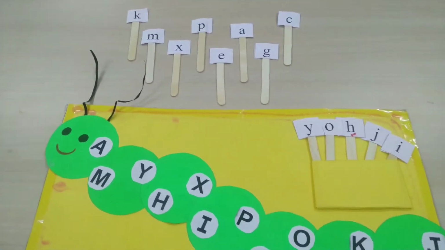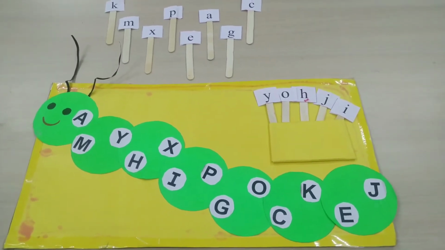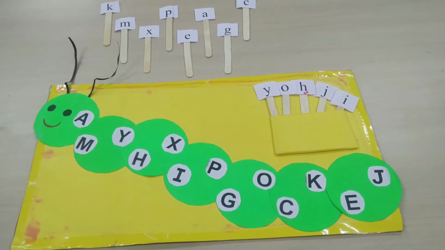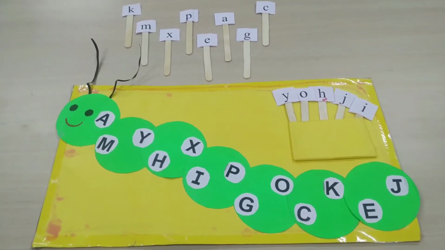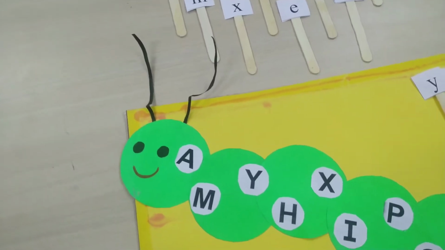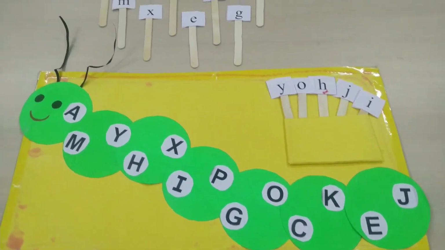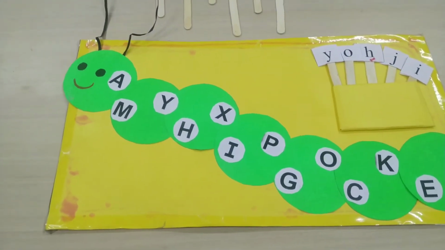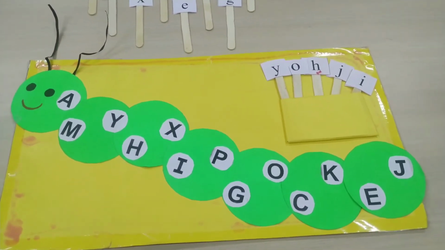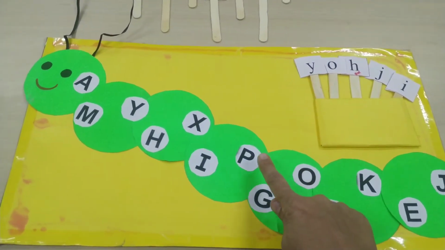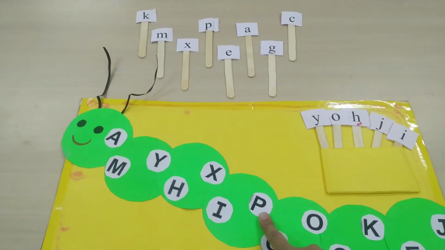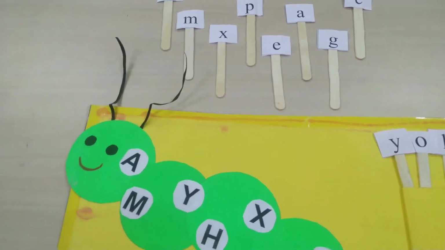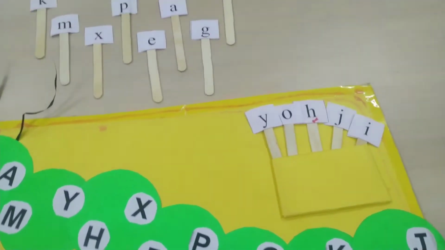So what are we supposed to do? We have to put small letters in front of capital letters. So we are supposed to find the capital letter and small letter. So let's start. If you choose capital P, then what do you have to do? You have to search for a small letter. Search where is small letter.